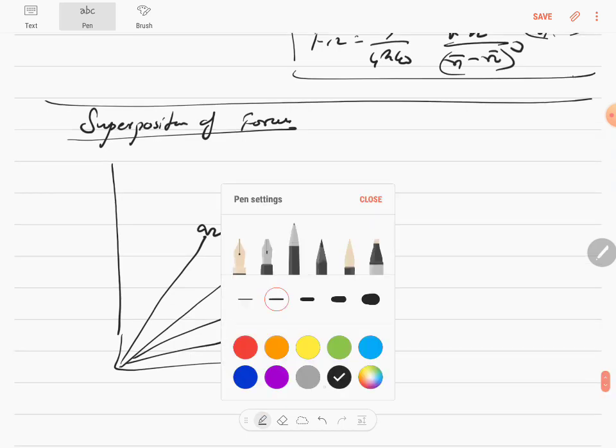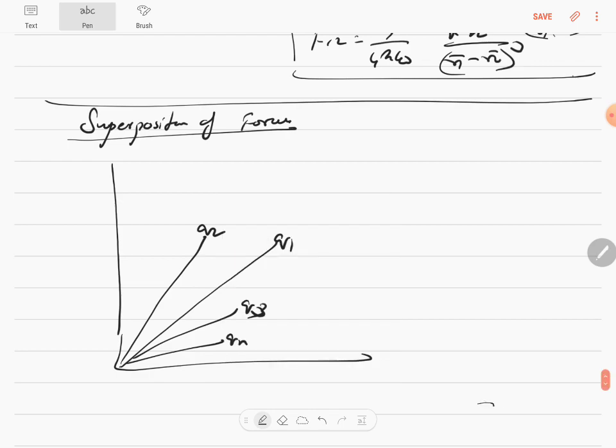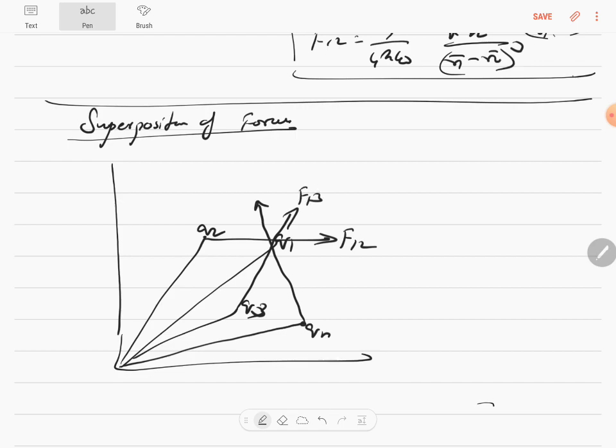So let's look at the first one. On the first particle, Q2 will exert a force on one, Q3 will exert a force on one, and Qn will exert a force on one. Let's keep Qn separately, like this. So there are many forces: this is a force F on 1 due to 2. This is a force F on 1 due to 3. This is a force F on 1 due to n.